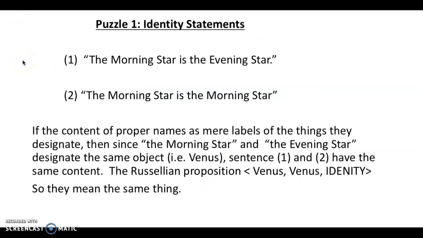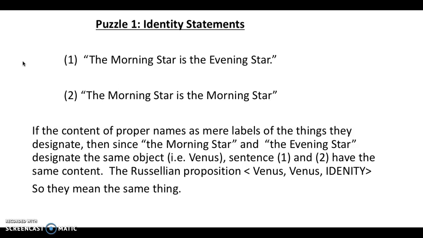The first puzzle I want to consider is what's usually known as the identity statements puzzle. So consider the following two sentences: the morning star is the evening star, and the morning star is the morning star. Let's assume that the simple theory is correct, that the meanings of linguistic expressions are just the objects or properties that they stand for. Then, according to that, the name "the morning star" and the name "the evening star" would turn out to mean exactly the same thing, because both of these phrases are meant to designate or refer to the same object, namely Venus.